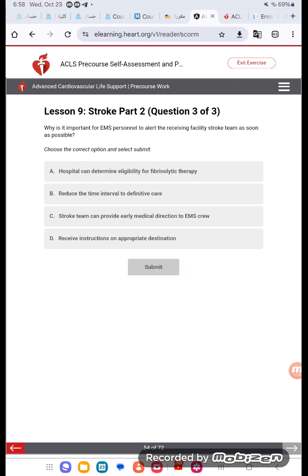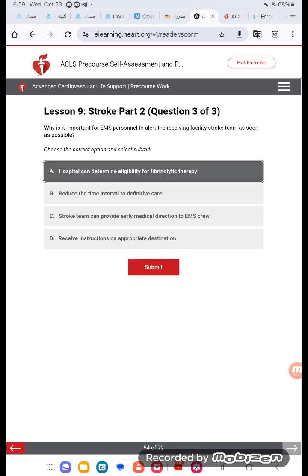أنا أعتقد أنه eligibility for fibrinolytic therapy، طبعا في الآخر في أسئلة هنا صحيحة. Reduce the time interval to definitive care. يعني أنت لما تضرب من بدري بتقلل الزمن اللي لحد ما العيان يلقى العلاج الأساسي. لكن الأولوية في شنو؟ الأولوية أنك تخلي يجهزوا لك الفيبرونيتيك سيستم.